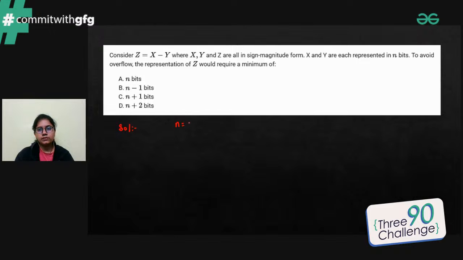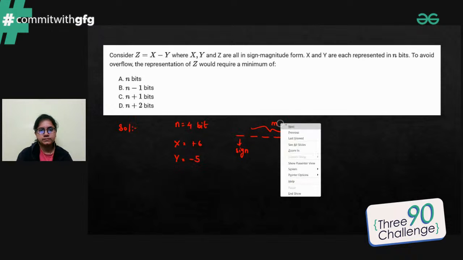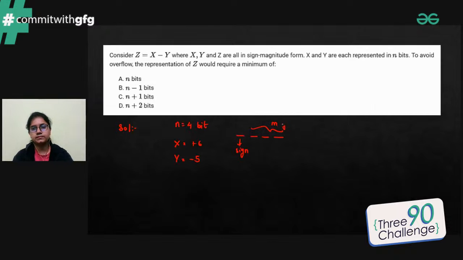N equals 4, so our n is 4 bits. Let's say x value is plus 6 and y value is minus 5. Let's consider these two numbers. 1 bit is for sign and 3 bits are for magnitude. Can you see that? 1, 2, 3, 4. So this bit is for sign and the rest are for magnitude.